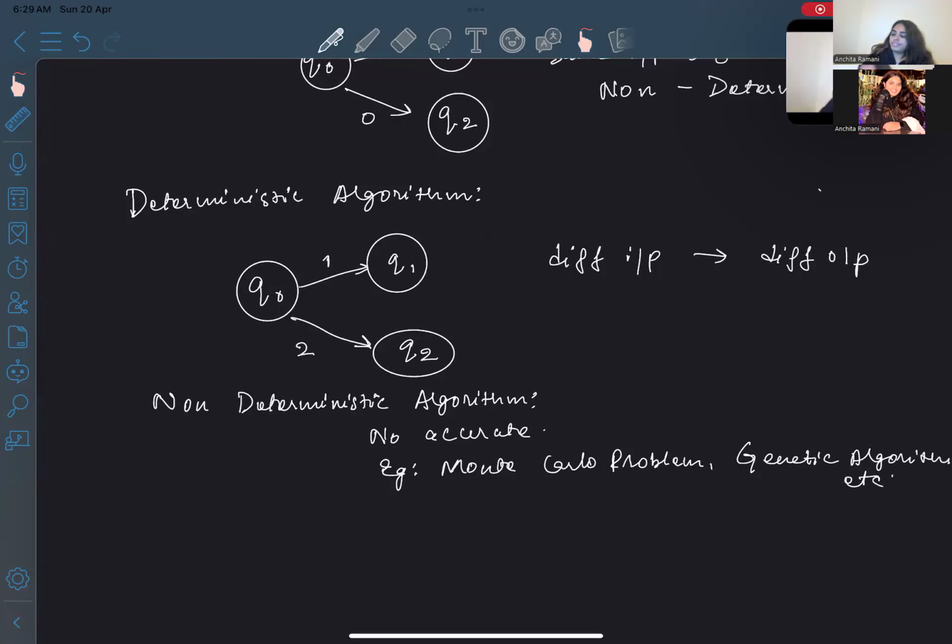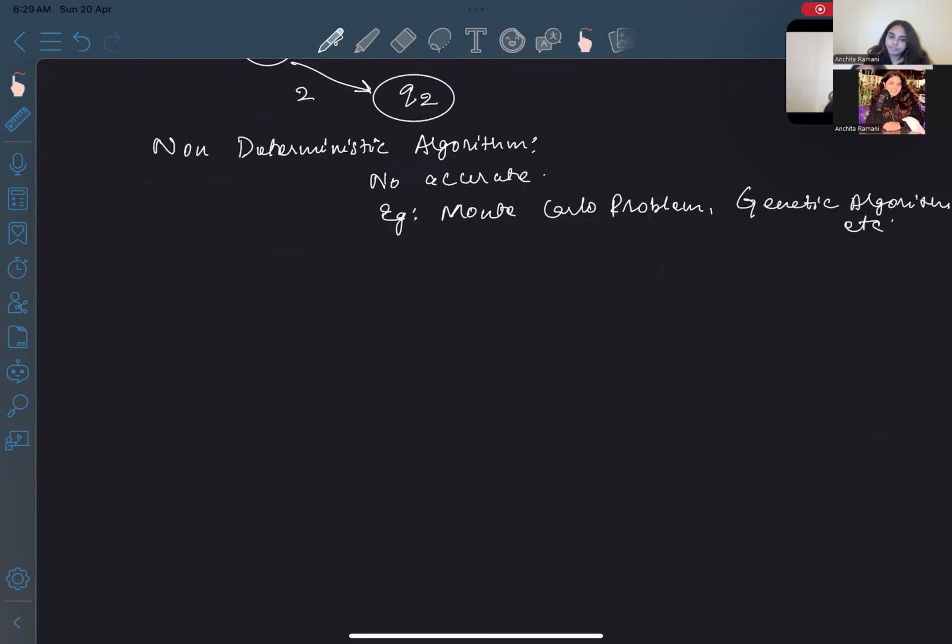So these are non-deterministic. Now, we will be seeing one concept which we are going to use heavily in this particular topic of proving a problem NP complete. This is known as reduction.